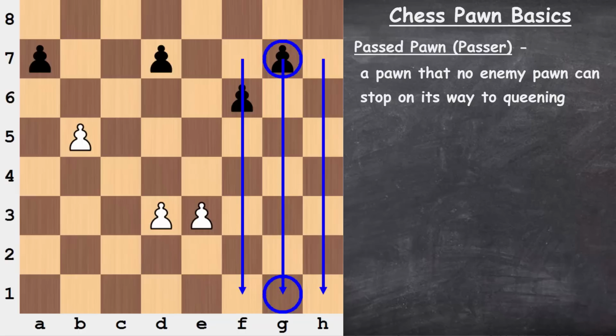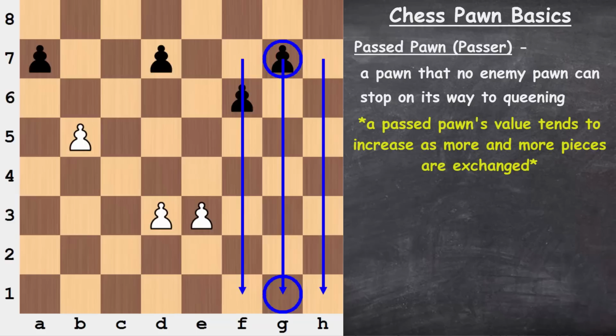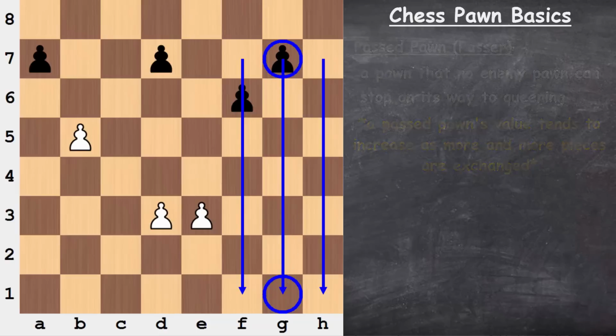These tend to be quite valuable. Having a passed pawn, they tend to increase in value as more and more pieces are exchanged off the board. One reason why a passed pawn is a great strength is because a piece of greater value, your opponent's knight, bishop, king, queen, or rook, will have some job now of stopping this pawn from promoting. Let's move forward here, looking next at what a protected passed pawn is.